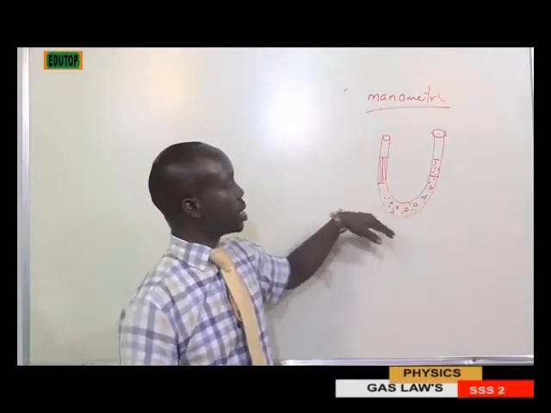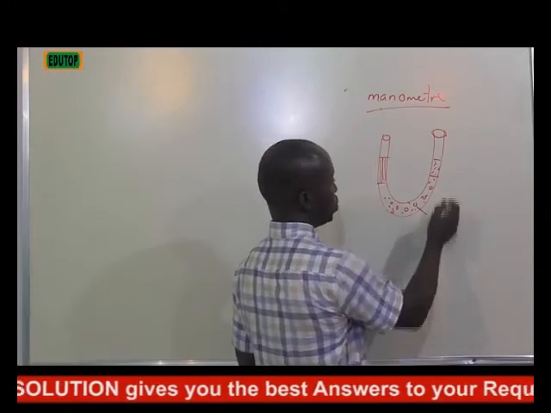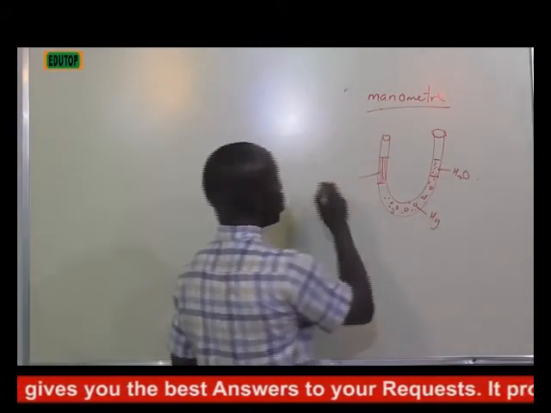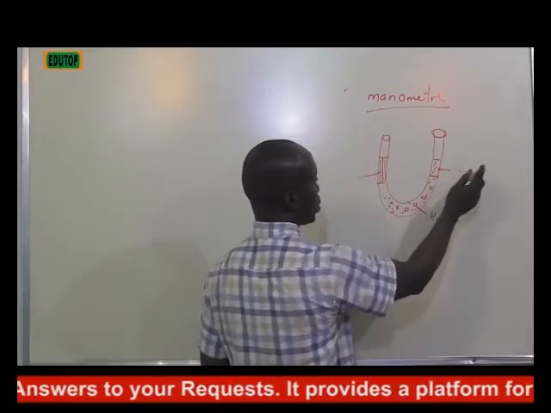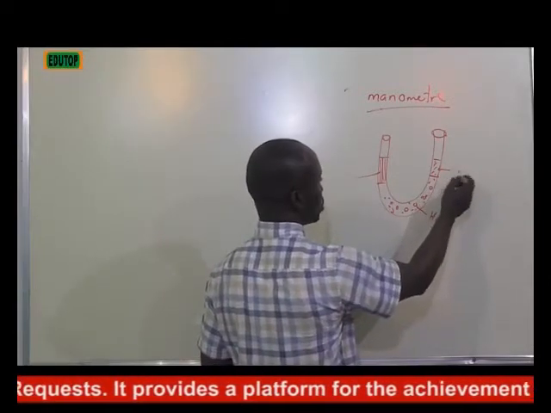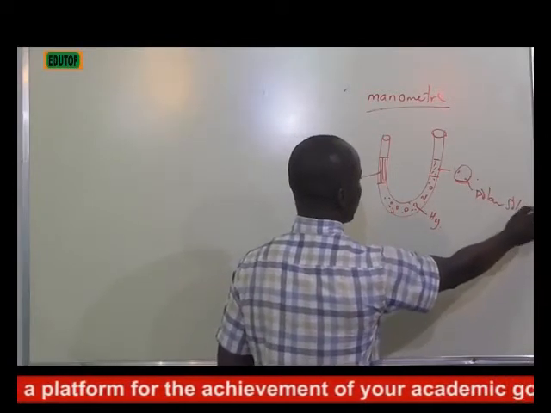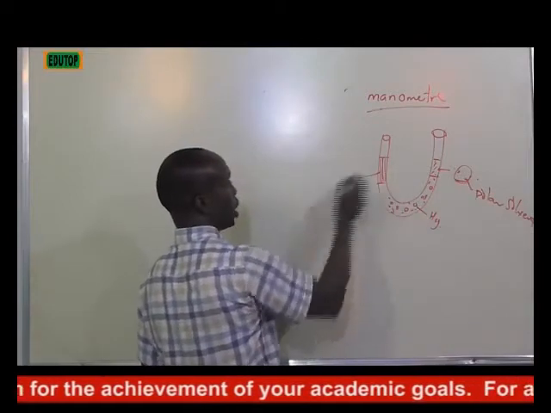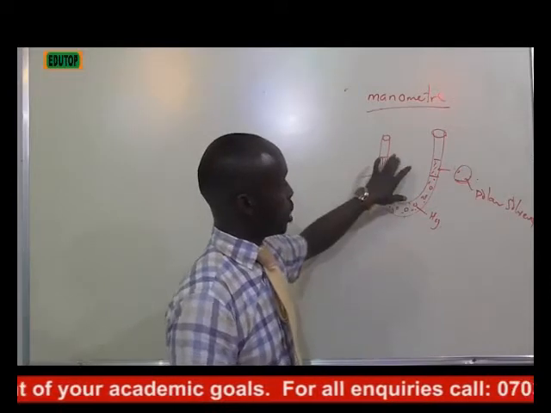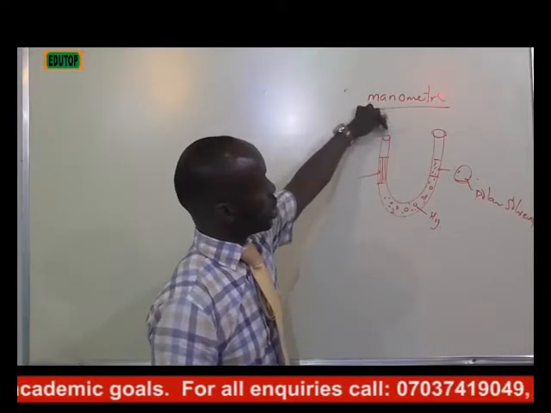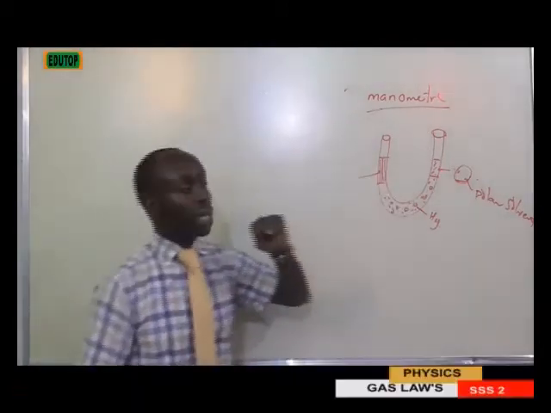In this case, if what you have here is mercury, Hg, what you have here is H2O, and here maybe benzene or a polar solvent, the movement of those liquids, as the quantity of gas that comes in changes, will determine how the pressure of those gases is measured.